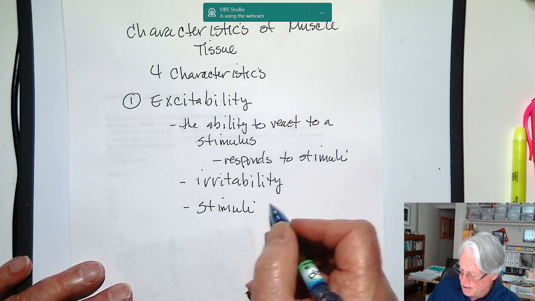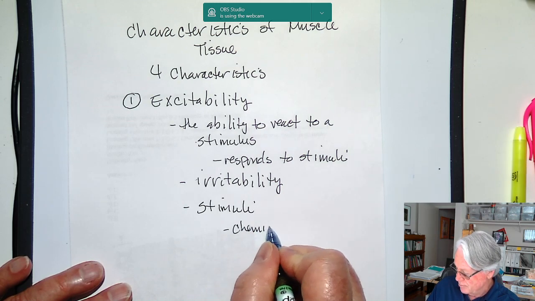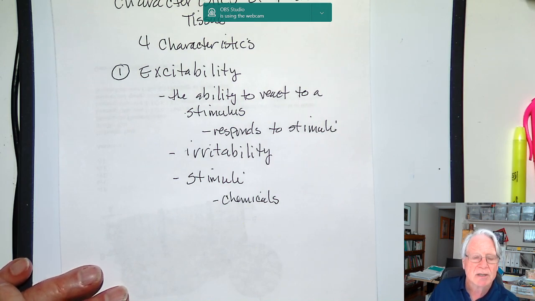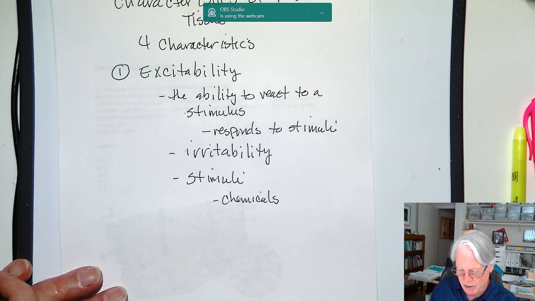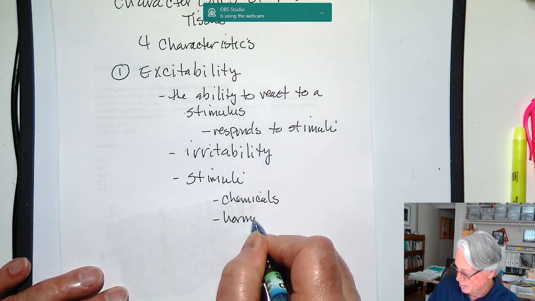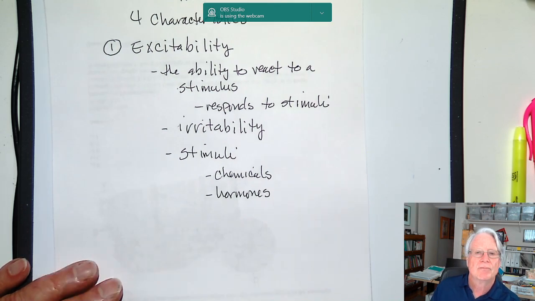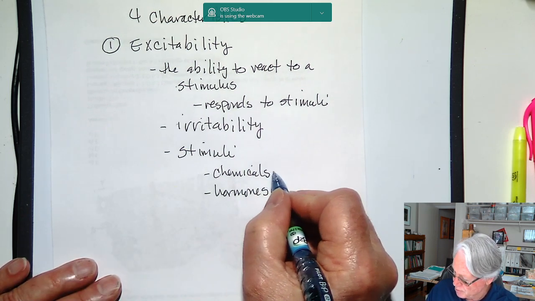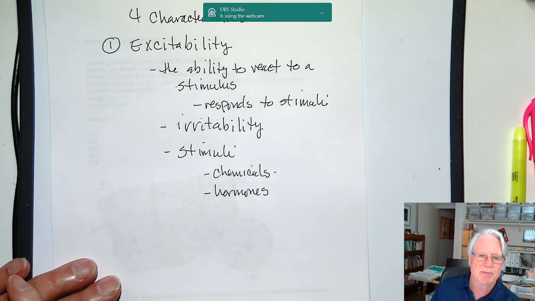It can be chemicals. So, for example, a neurotransmitter released and binding to a muscle cell can cause it to react, to respond to that stimulus. Or it can be hormones, which is another form of chemical. So it is, in fact, a chemical, but I'm pulling it out and indicating just to make sure that... So this would be more like a neurotransmitter. Hormones are something slightly different, although they are obviously chemicals.